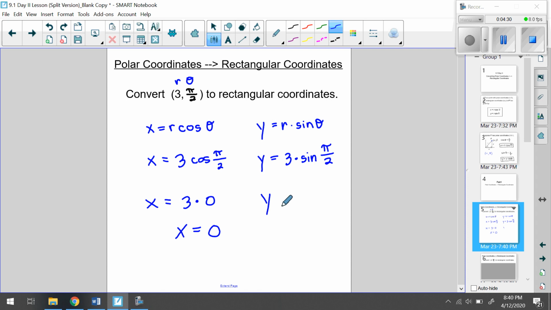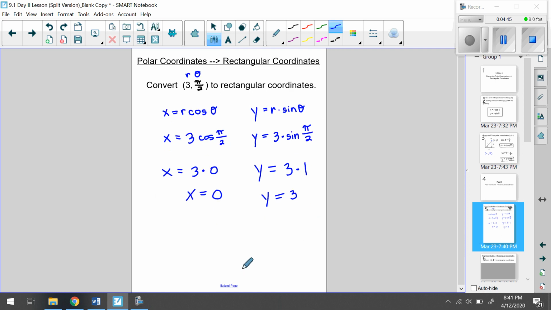And then y equals 3 times sine pi over 2. And we know the sine value at pi over 2 is 1. So y equals 3 times 1. So y will be 3. And I think the best way to express this answer when we're all done is to write it as a coordinate, since that's the goal here, is to express this as a coordinate: 0, 3.